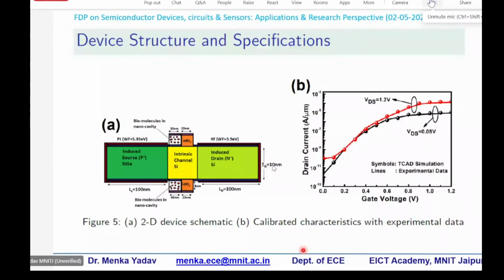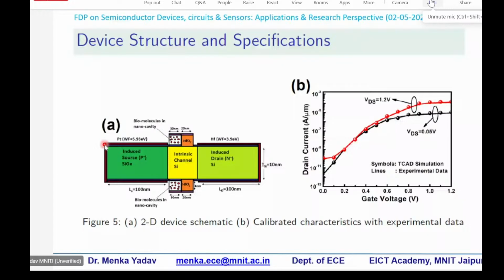Then there is the intrinsic channel, which is made up of silicon. So we have taken a heterojunction. This is silicon germanium and this is silicon, and then this is also silicon. This heterojunction has been taken because a certain increment in the current was seen because of it, and that's why we have taken this heterojunction. Then these are the terminals for the source, and this is for the drain.